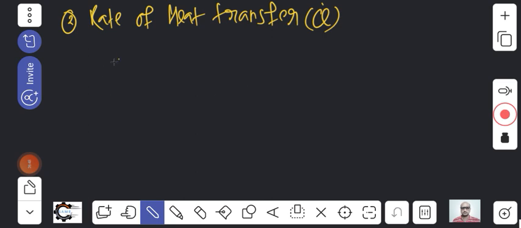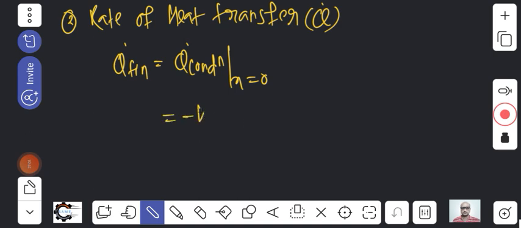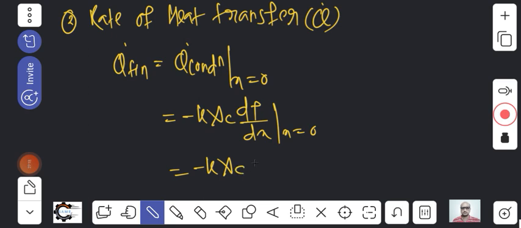So the Q dot fin is equal to Q conduction at the base, that is at x is equal to 0. You have to find out the conduction, which is equal to minus K A_c dT by dx, Fourier's law, where K is the conductivity and A_c the cross sectional area, at x is equal to 0. So the minus K A_c times dT by dx, that is T_b minus T infinity. This will be the Q dot fin, the rate of heat transfer in the fin.